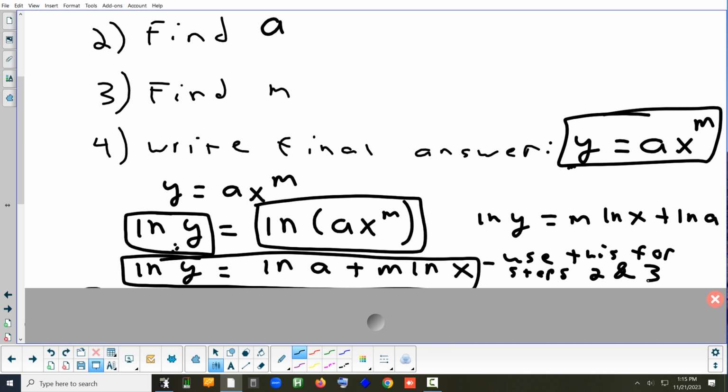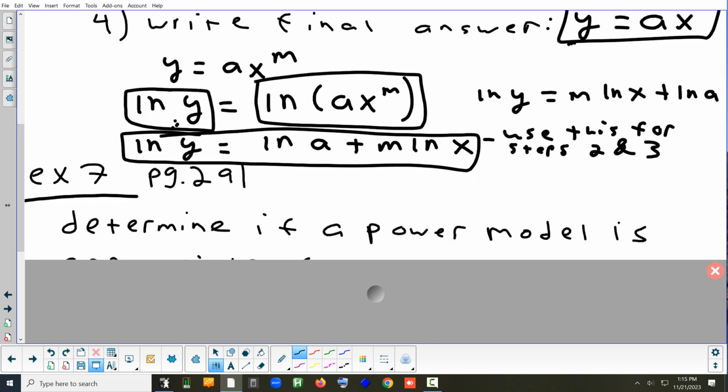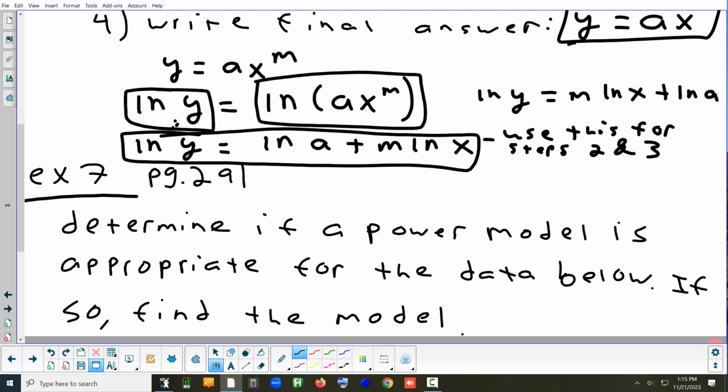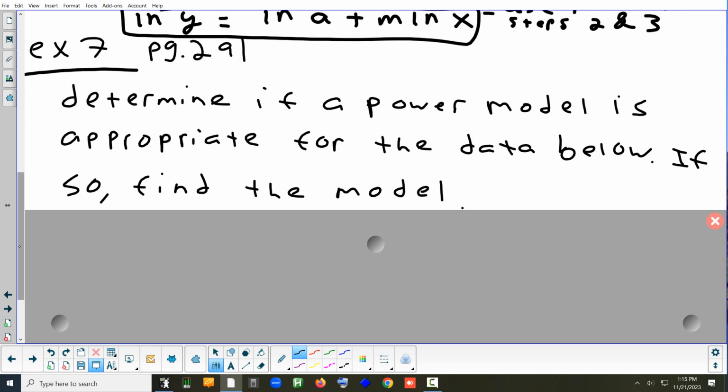Now let's try a problem. The first thing I want to do is determine if a power model is the correct thing to use. And then if it is, we'll go ahead and do the steps out to find it. So we're going to do this one by hand. We're going to check it on the calculator, and then we'll do one more just on the calculator.